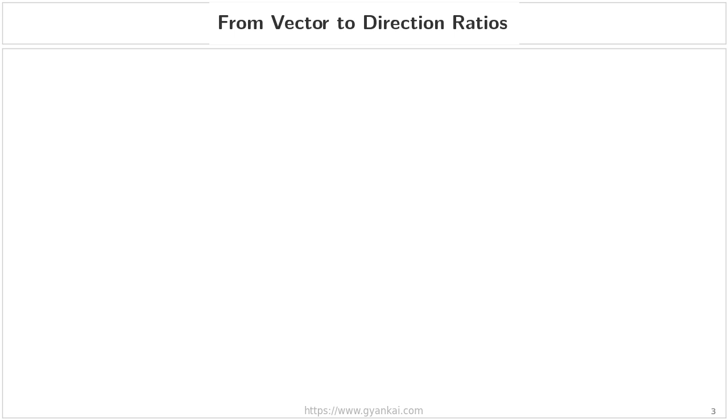From vector to direction ratios. Now that we understand that a line in 3D space is defined by its direction rather than a single slope, let's look at how we actually write this down mathematically. Suppose we have a vector, let's call it vector b, that is parallel to our line, which we'll label as line L. Since this vector is parallel to the line, it essentially points in the same direction as the line itself.